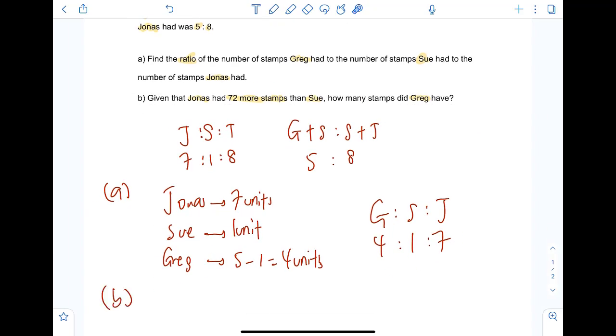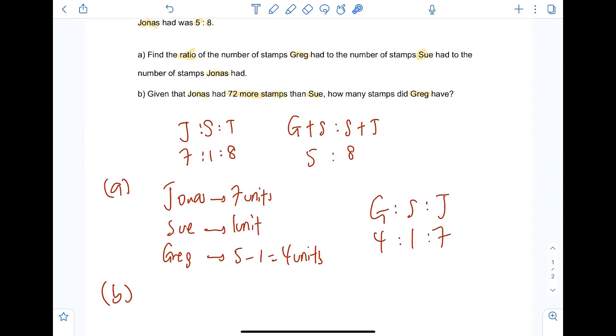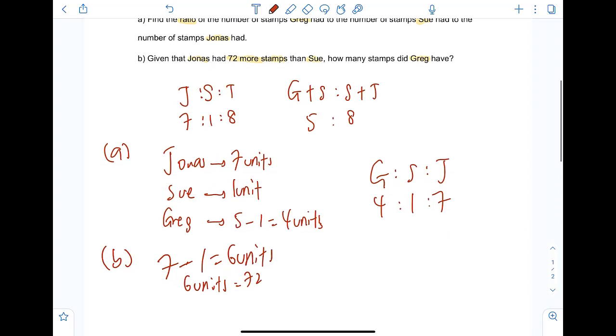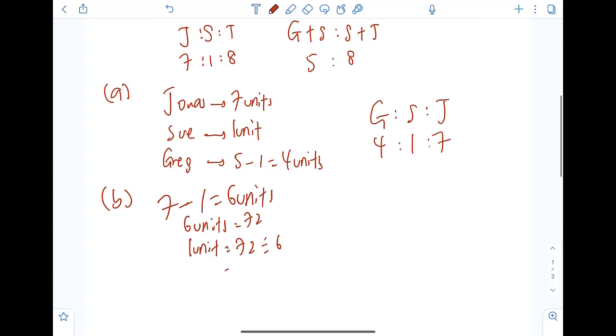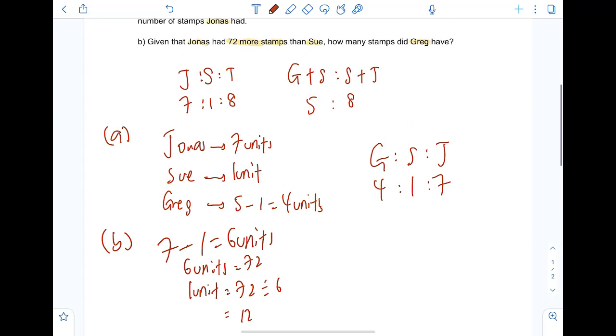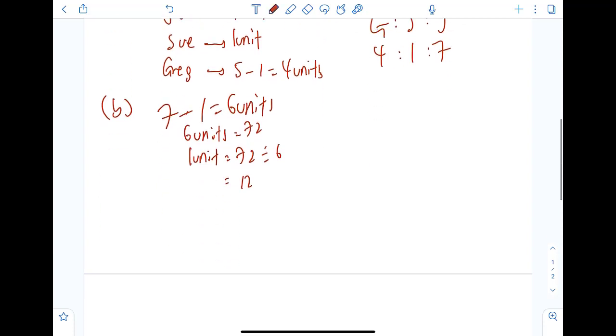Given that Jonas has had 72 more stamps than Sue, how many stamps did Greg have? Okay, so Jonas and Sue, the difference is 6 units, right? 7 minus 1, 6 units. And 6 units is equivalent to 72 stamps. 1 unit will be equals to 72 divided by 6, 12. Okay, so how many stamps did Greg have? That will be 4 units times 4. Final answer for this question is 48 stamps for Greg.